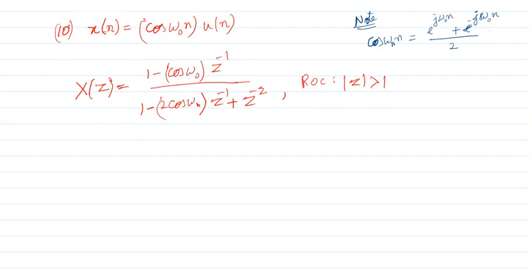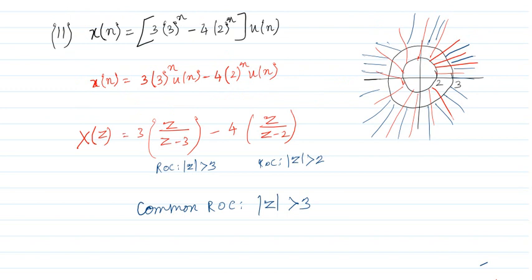Okay, then we move to the 11th problem: 3 into 3 power n minus 4 into 2 power n, u of n. So bring u of n inside. Again, we are using the linearity property. I can take the Laplace transform of 3 power n u of n, which is this, and 2 power n u of n, which is this. Since it is a causal sequence, u of n, the ROC for the first is greater than 3, and for the second is greater than 2.